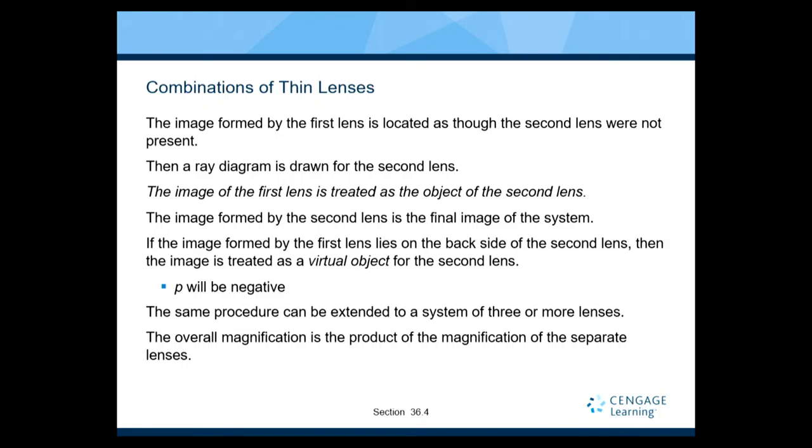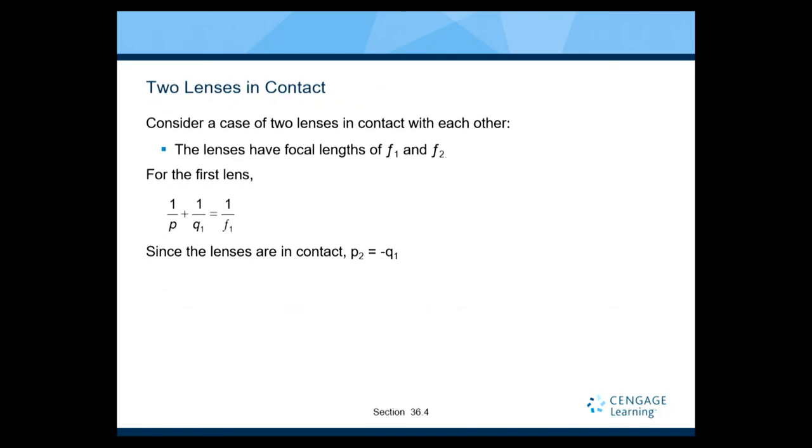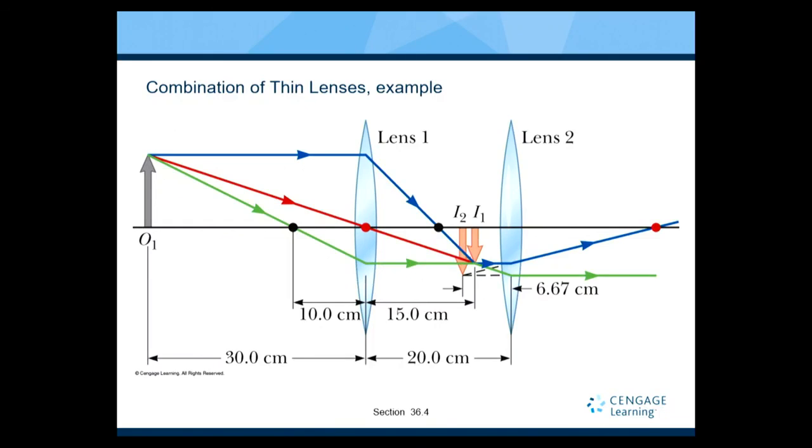Okay, so let me go through that again. I start out with my object and I draw my diagram for the first lens, figure out where my image will be, and then my image becomes the object for the second lens. And if I do this for mirrors or everything, I repeat that sequence in order to get there. So I can have 2 lenses in contact, or I can have 2 lenses apart. So let's look at the example.